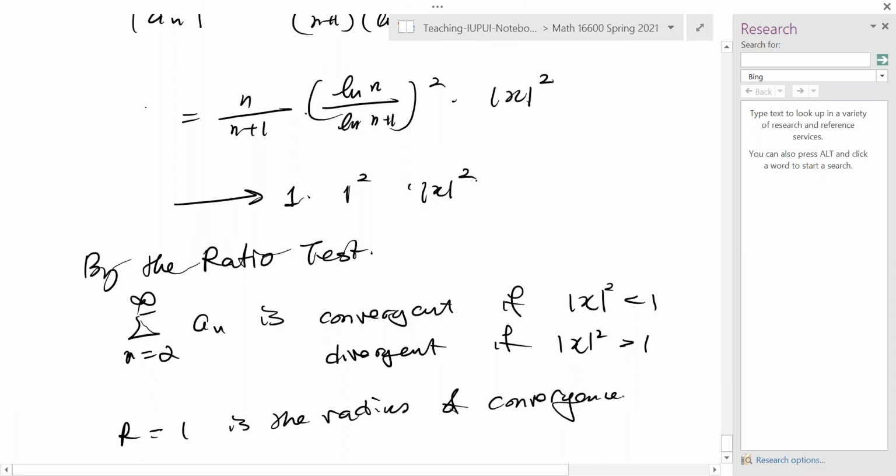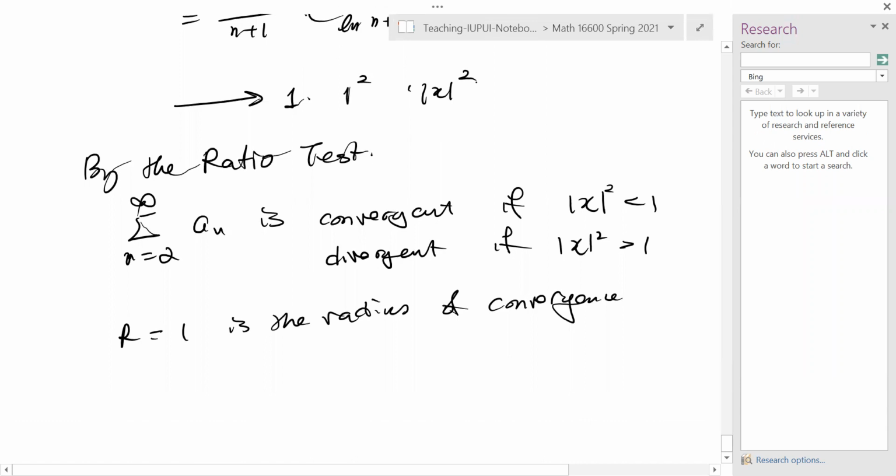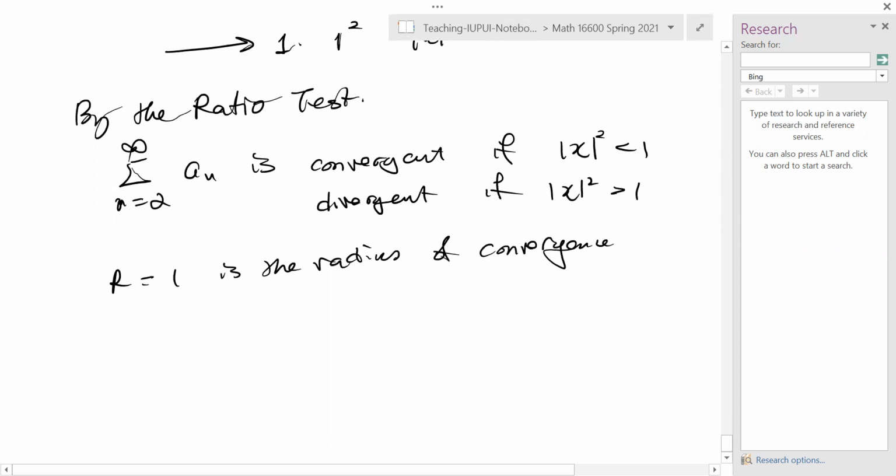And that means for x, if the absolute x is less than 1, then it is convergent. This is the largest possible value we can get. All right, so we have to look at the end points. If we ask you to find the radius of convergence, you're done here. But if you want to find the interval of convergence, you need to look at the end points. So let's continue.